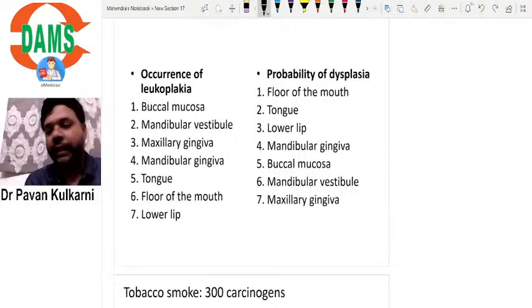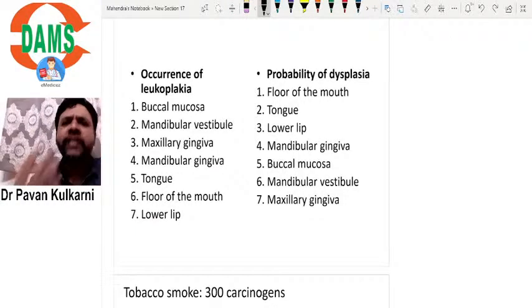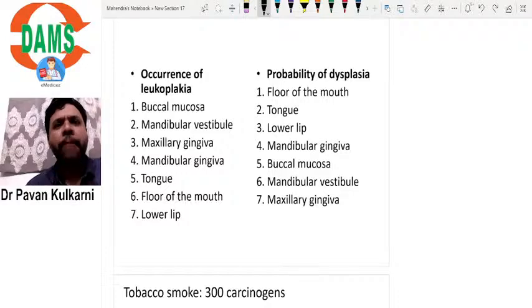But the next side of the table, the probability of dysplasia, is very, very important. Try to understand that. It is telling you the areas in which there is a high risk of dysplasia. For example, if you see leukoplakia in the floor of the mouth, that lesion is going to have more chances of developing or showing dysplasia. And the more the dysplasia, the more the risk of malignancy or cancer.